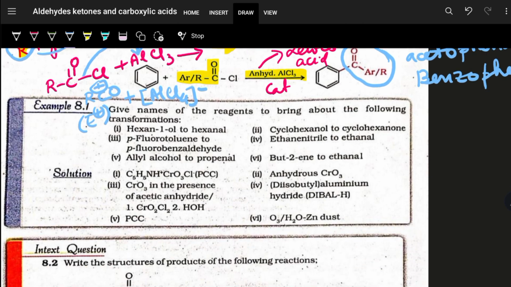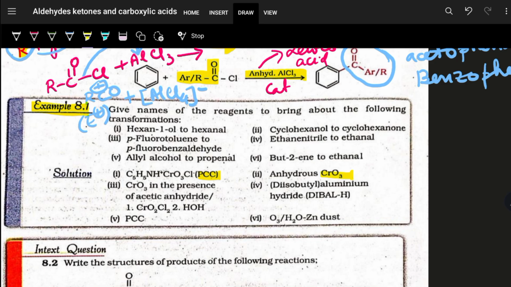Okay, so this example is quite important. Do check out this example. Okay, give the names of the reagents to bring out this. Hexan-1-ol to hexanal, mean controlled oxidation. So you can use PCC for controlled oxidation. Cyclohexanol to cyclohexanone. So here again you can use CrO3.